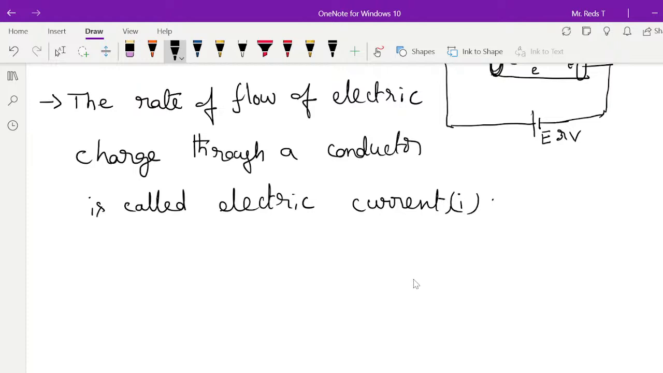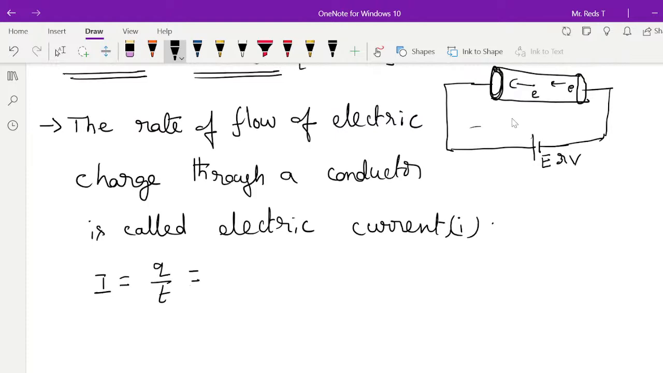Mathematically, I is equal to the charge per unit time. You can also define it as the charge flown through a given cross section normally per unit time is called current. Rate means with respect to time. So I = Q/t, where Q is the total charge which is crossing the given area, any area or any intermediate area, in unit time.